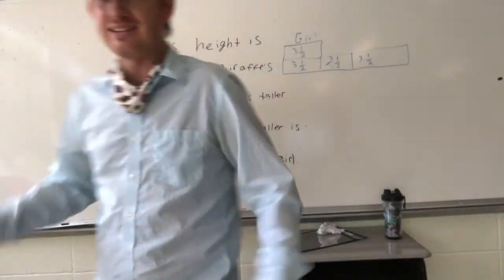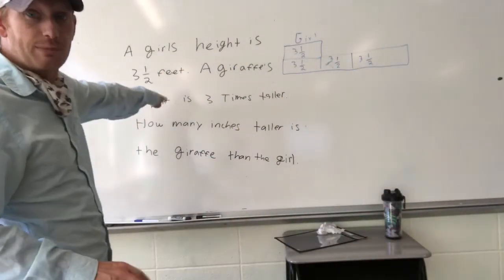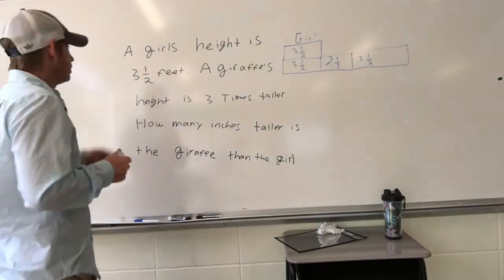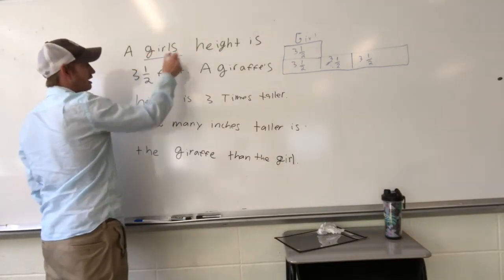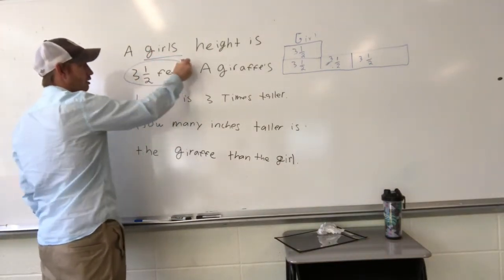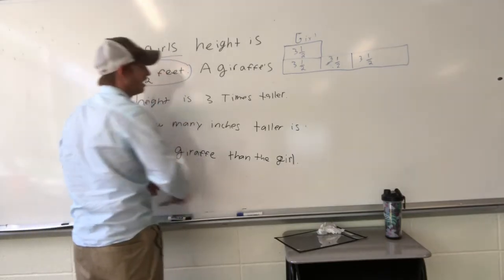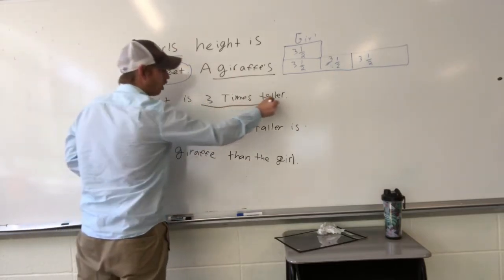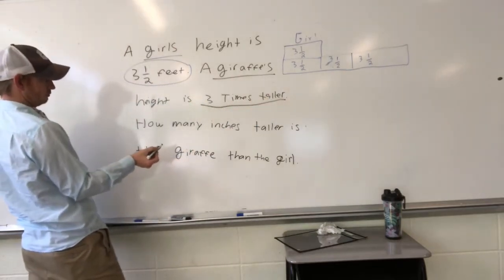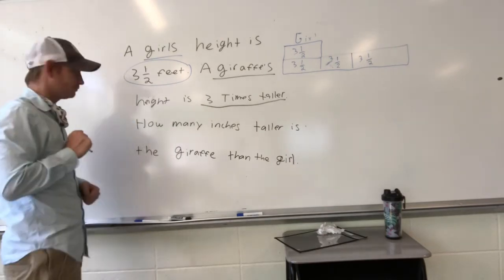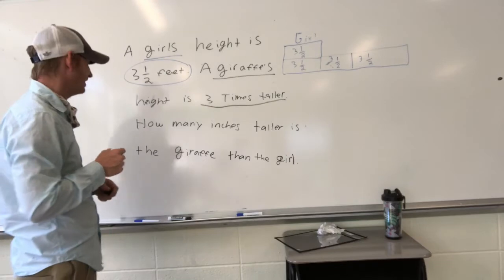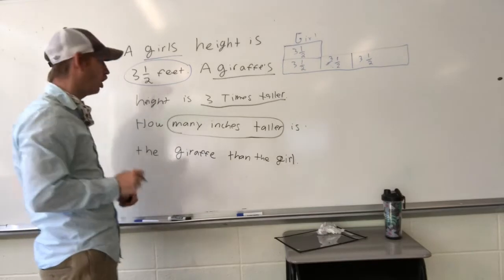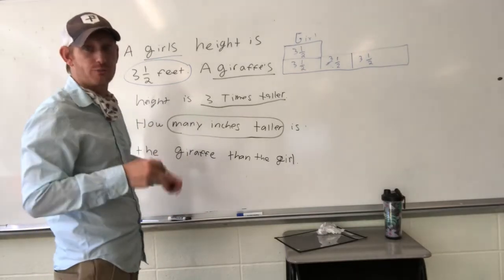And now I'm gonna go back into my word problem, and I'm going to circle and highlight so that I really make sure I don't make any silly mistakes. So what I notice is the girl is 3.5 feet. The giraffe is 3 times taller than the girl. And what we're being asked to find is how many inches taller is the giraffe from the girl.